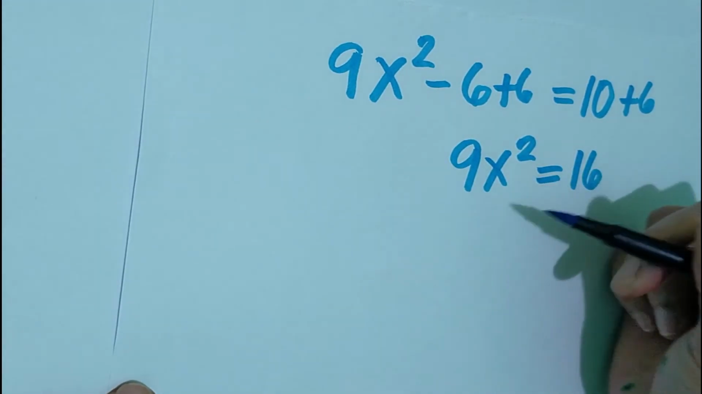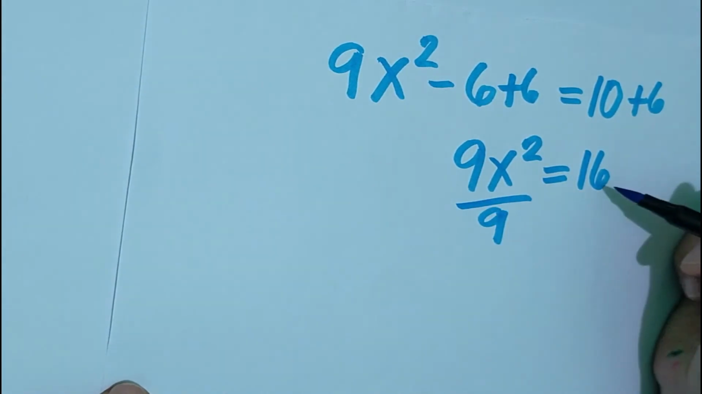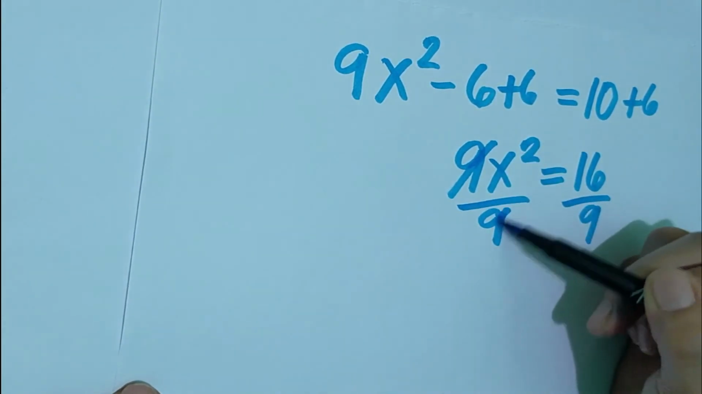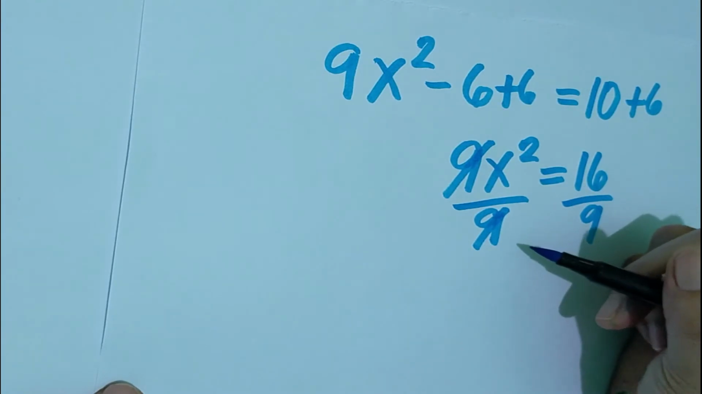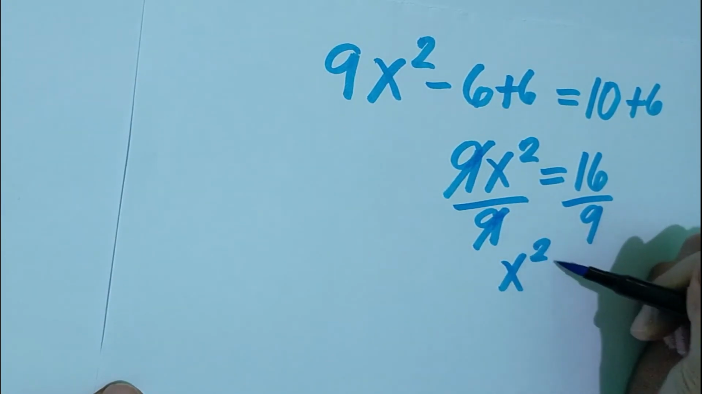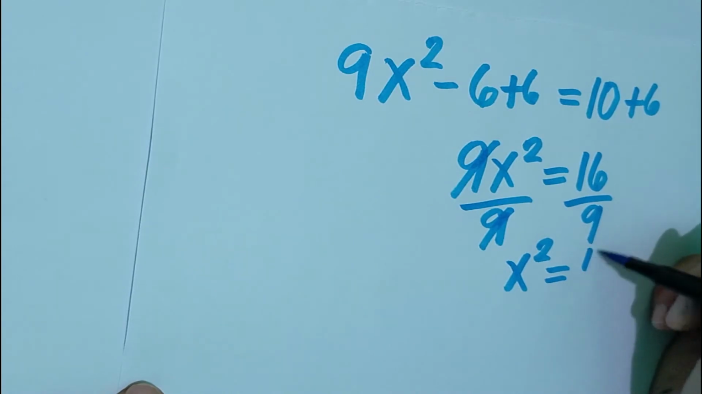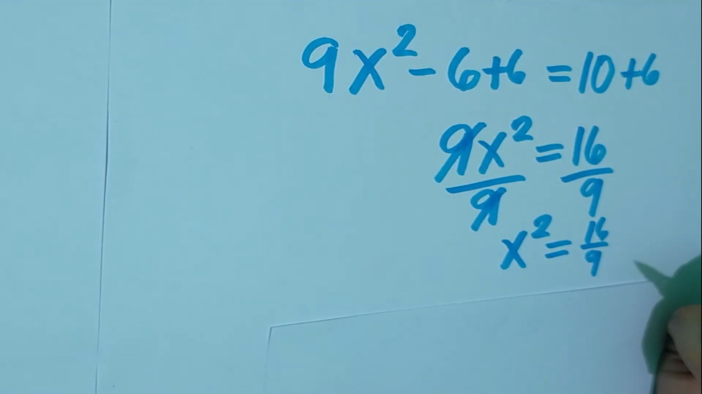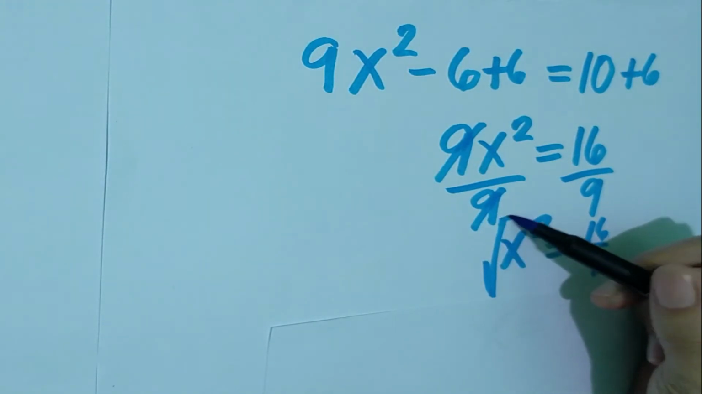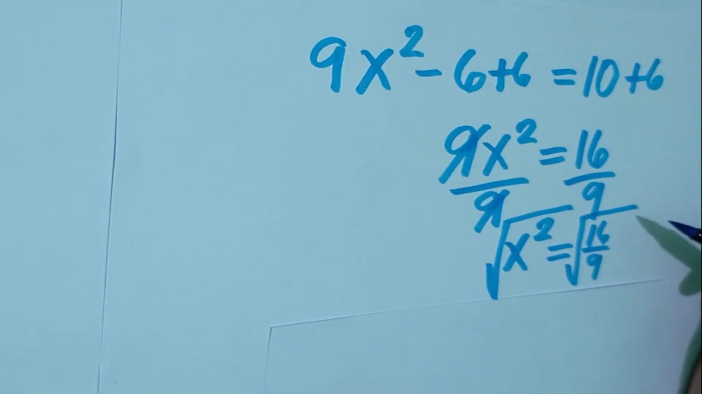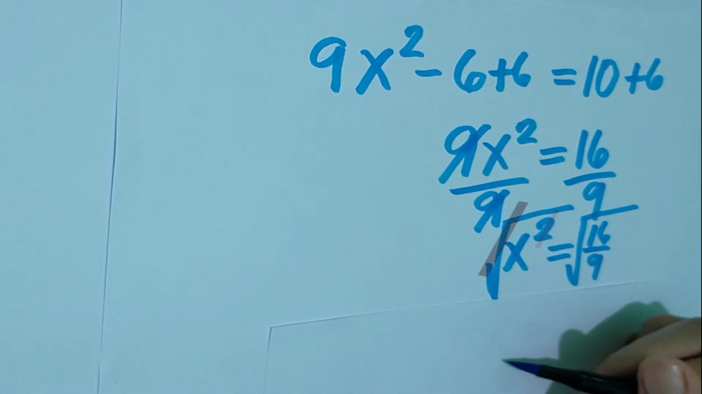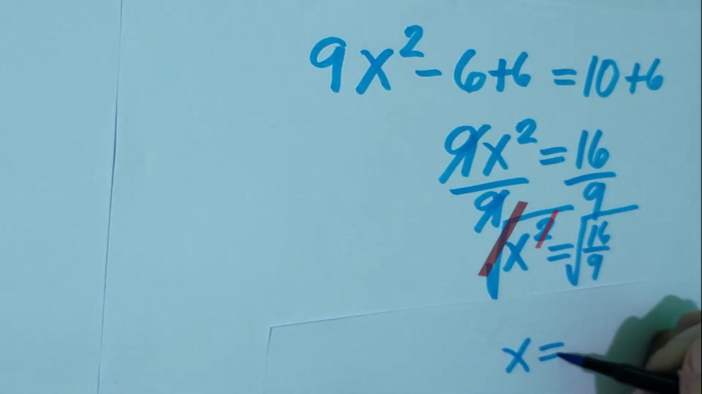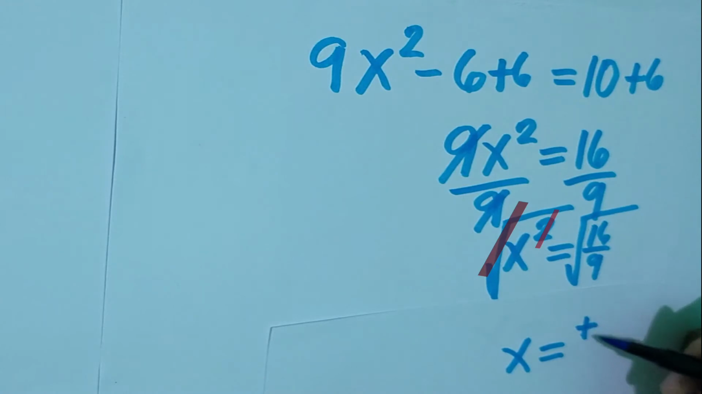Dividing the equation by 9, the equation will be x squared equals 16 over 9. Extracting, you will get x is equal to positive or negative 4/3.